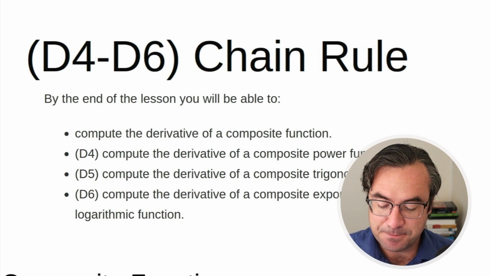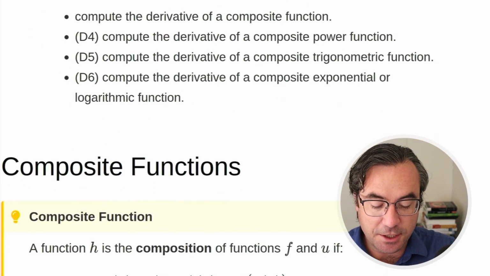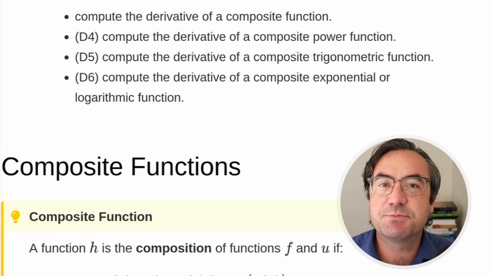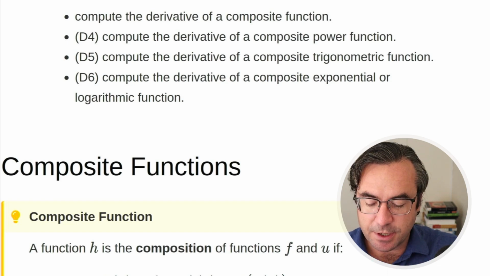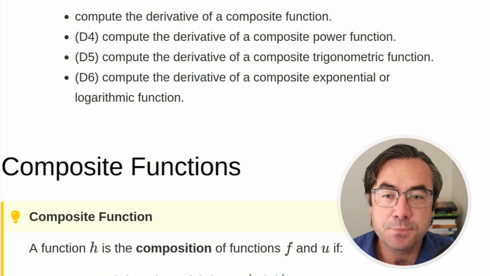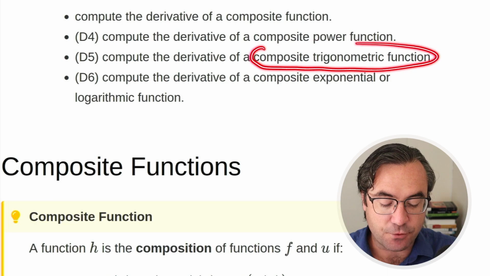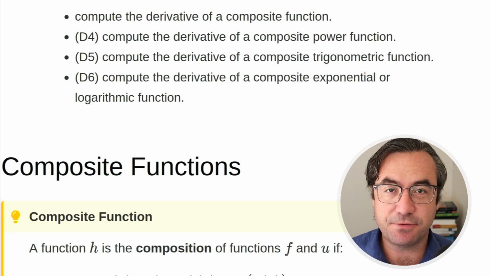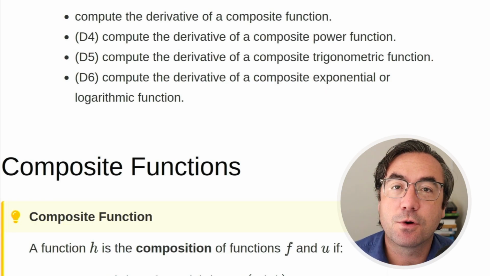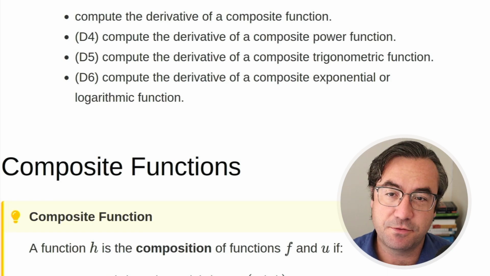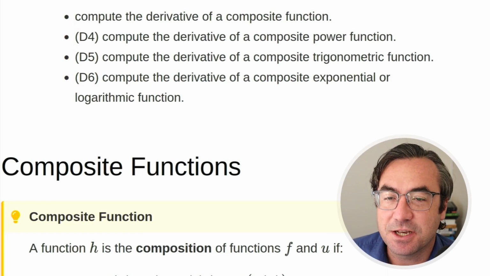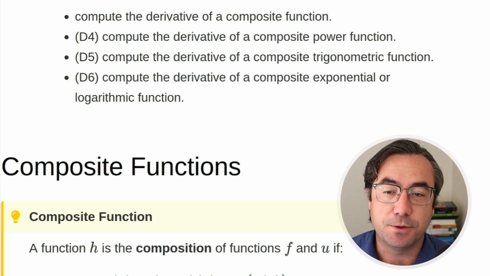Ultimately, we're going to see how to calculate the derivative of a composite function. But we're going to do this in specific cases. We're going to calculate the derivative of a composite power function. We'll see how to do that. We'll see how to calculate the derivative of a composite trigonometric function or inverse trig function. And then we'll also see composite exponential or log functions. All of these are special cases of what we'll ultimately see as the chain rule.